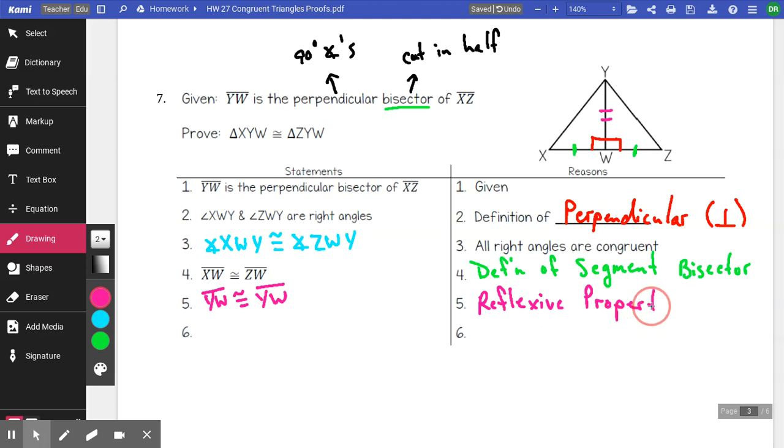Okay, and now that we have that, we can look at our triangle and we see that we have two pairs of sides marked as congruent and we have a 90-degree angle that's congruent. And that is our setup of side angle side. And so by our side angle side theorem, triangle XYW is congruent to triangle ZYW.